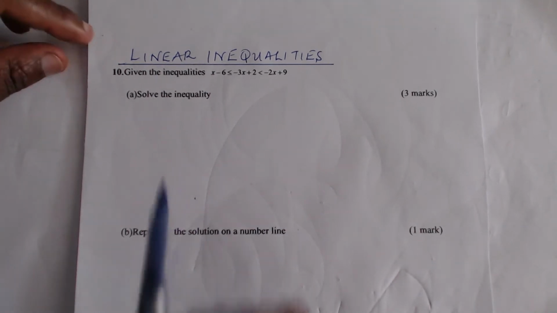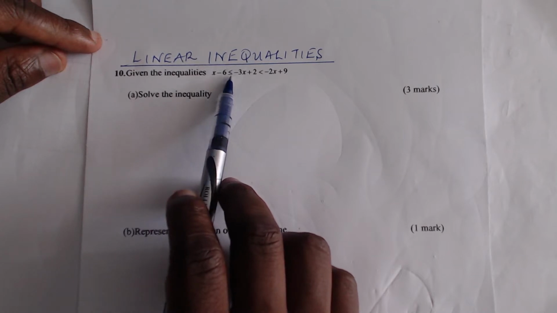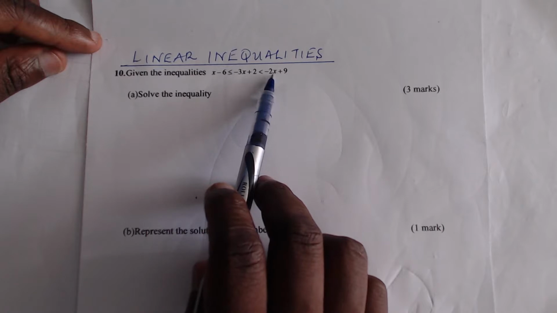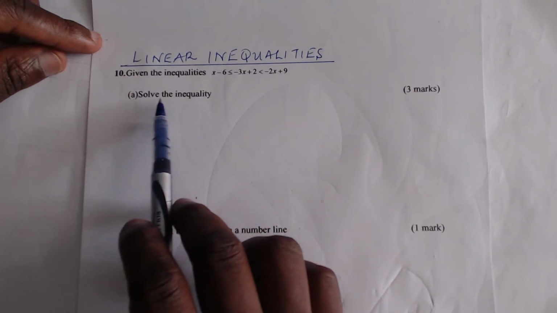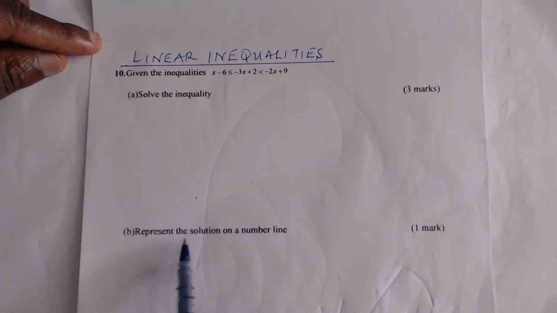Linear inequalities. Given the inequalities x - 6 ≤ -3x + 2 < -2x + 9: A, solve the inequality, 3 marks. B, represent the solution on a number line, 1 mark.